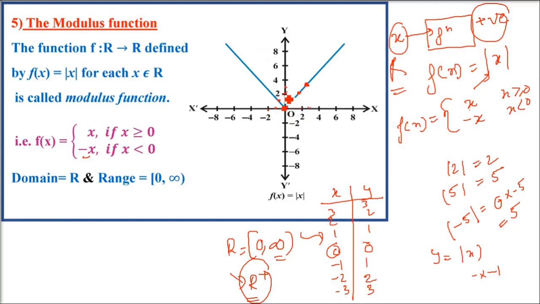So you have negative 1, positive 1, negative 2, positive 2, negative 3, positive 3. So all the y values are positive, even for a negative x value. This is the first part, which is x greater than or equal to 0. This is the second part, negative x if x is less than 0. The modulus function, let me tell you, domain is all the real numbers, and range is R plus, which is y belongs to R, y is greater than or equal to 0.